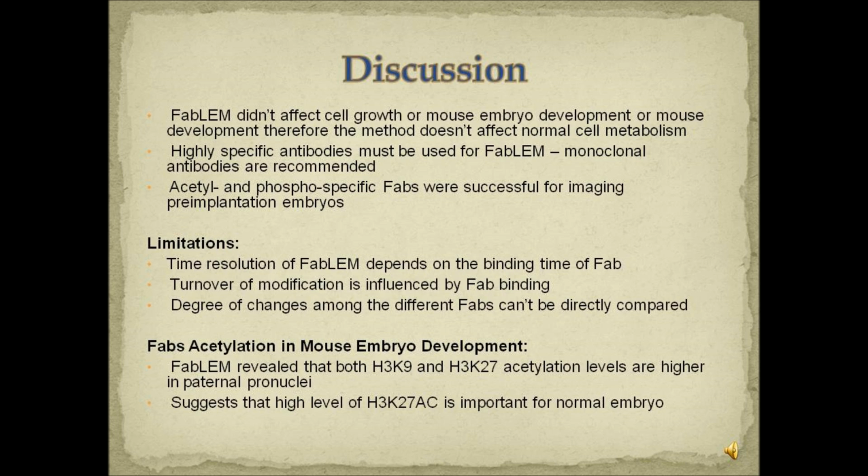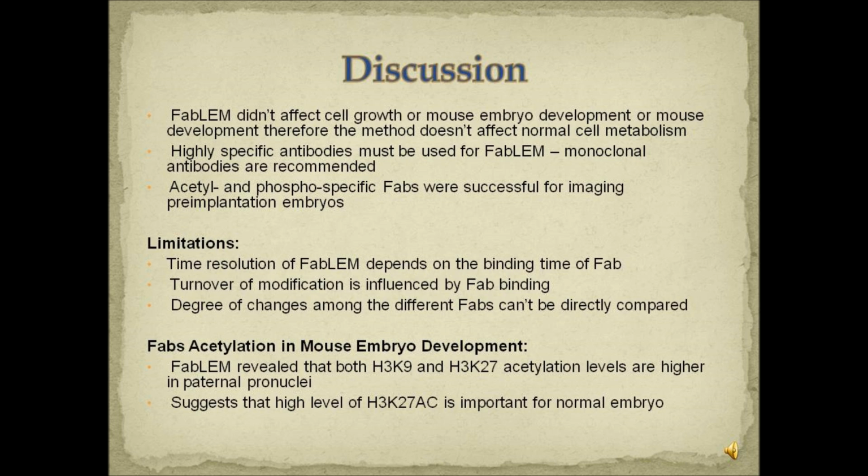As unbound Fabs can diffuse into the cytoplasm, the ratio of nuclear and cytoplasmic Fab intensity is linked with that of bound and unbound fraction. Since the nucleus to cytoplasm ratio is subject to both Fab affinity and abundance of target modification, the degree of changes among the different Fabs can't be directly compared.